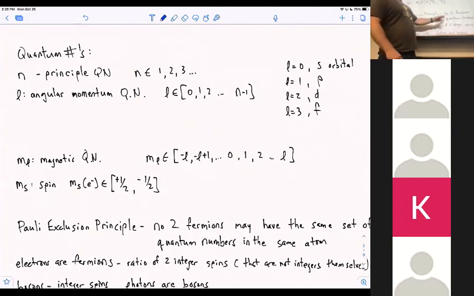So if L is 0, m sub L can only be 0. If L is 1, m sub L can be minus 1, 0, or 1. And if L is 2, then n has to be 3 or higher. If L is 2, m sub L can be minus 2, minus 1, 0, 1, and 2. If L is 3, for n equals 4 or higher, m sub L can be minus 3, minus 2, minus 1, 0, 1, 2, 3. And that's where the periodic table comes in.